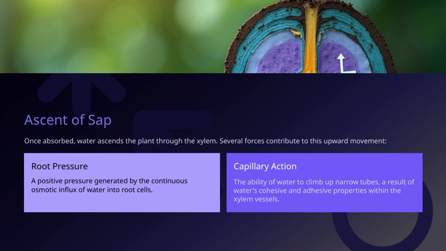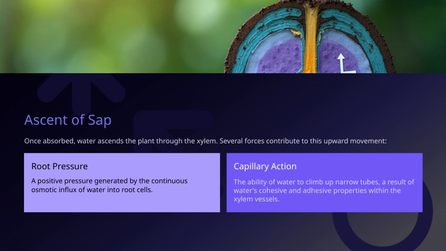Now, another important concept is root pressure. This is a positive pressure that's generated when water continuously enters the root cells through osmosis. As water moves into the roots, it creates a push that helps propel water upward through the plant. Once water is absorbed by the roots, it travels up the plant through the xylem. Several forces come into play here to make that ascent happen. This upward movement, often called the ascent of sap, is driven by these combined forces: capillary action, root pressure, and also the cohesion tension mechanism that work together to ensure water reaches all parts of the plant.